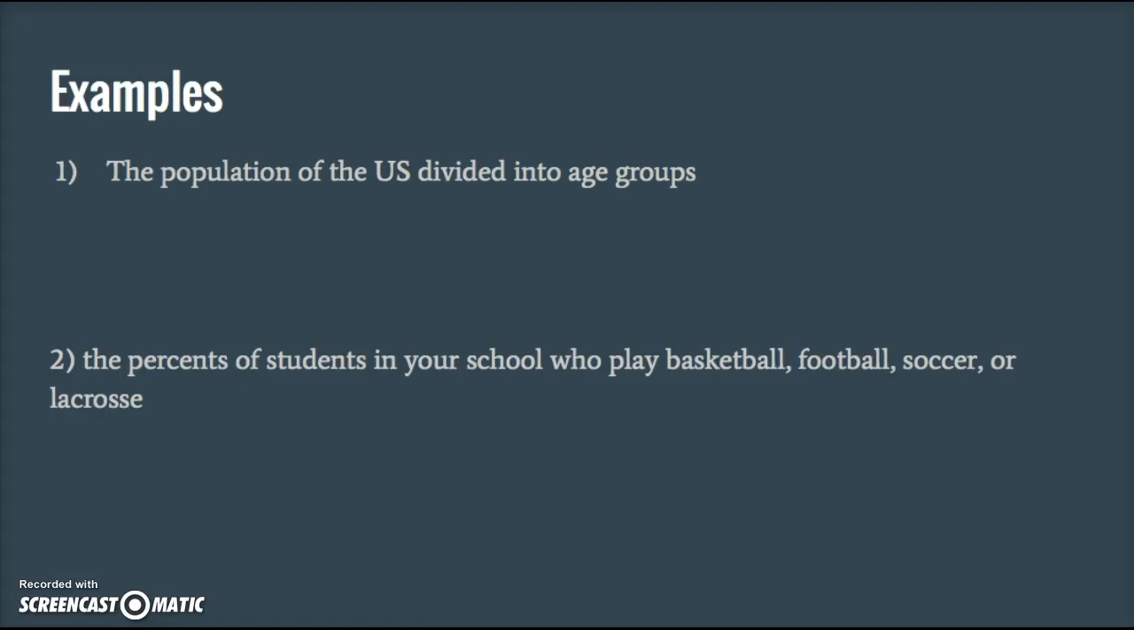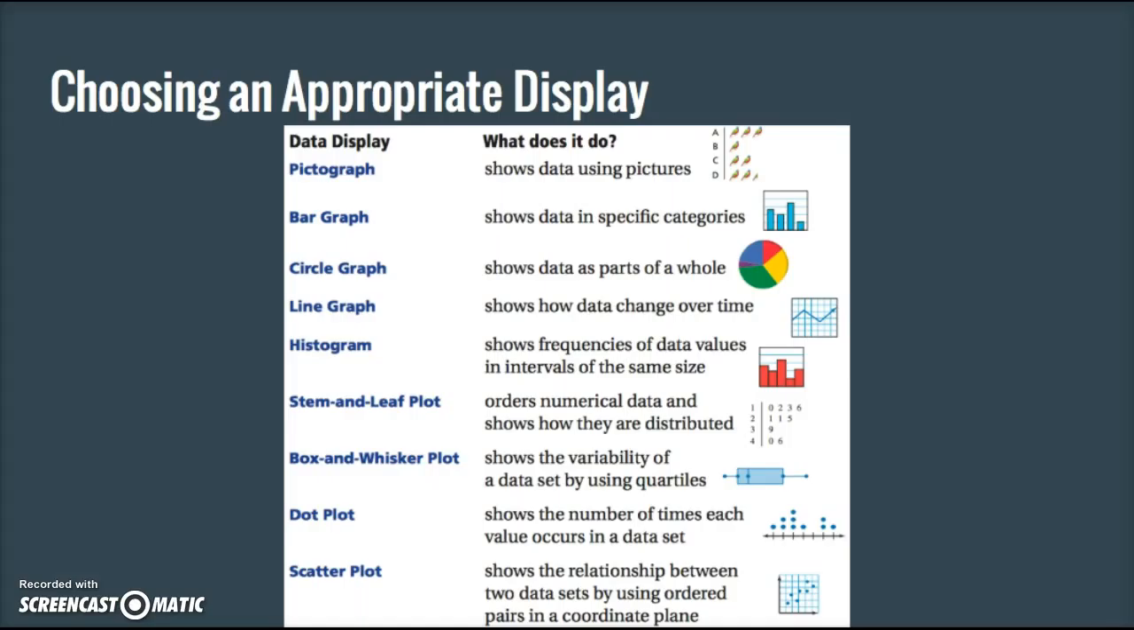So if I look back at the table of when to use each type of data, a pictograph shows it using pictures. That's not really going to help what I'm doing. Bar graph shows data in specific categories. That's a possibility. Circle graph shows parts of a whole. That's not going to be ideal. That would be like percentages. Line graph shows how data change over time. Well, we're not looking over a specific time period, so that won't work.